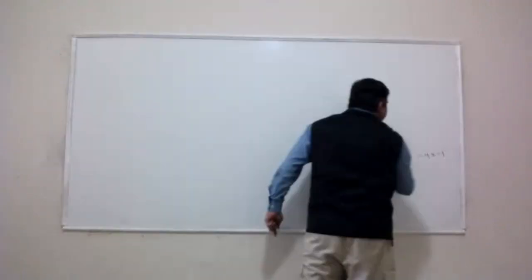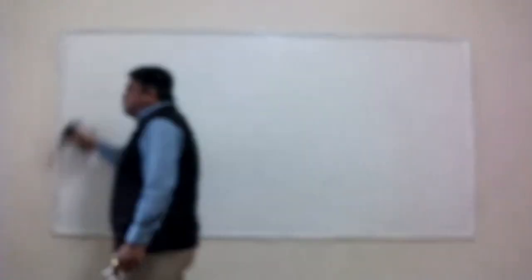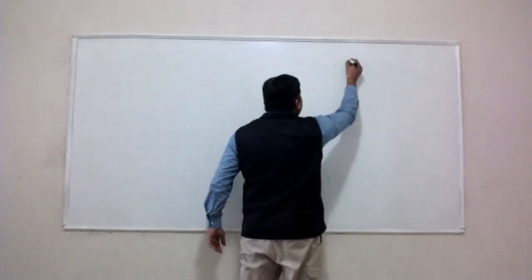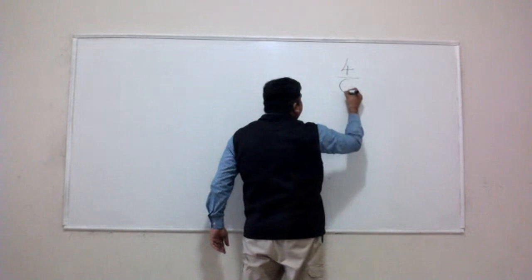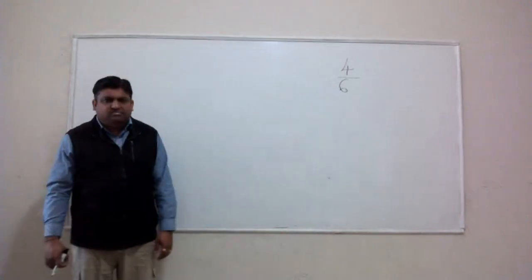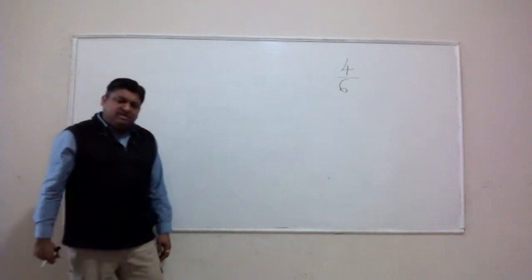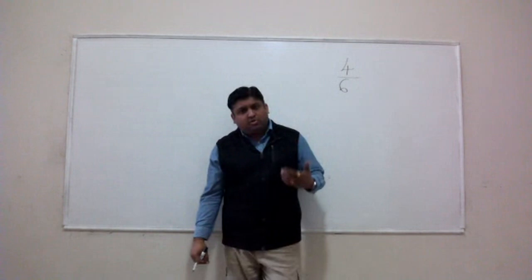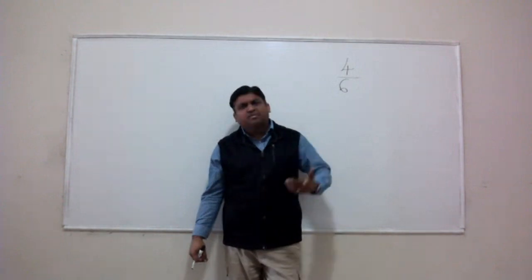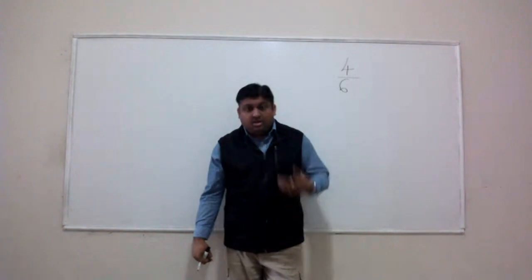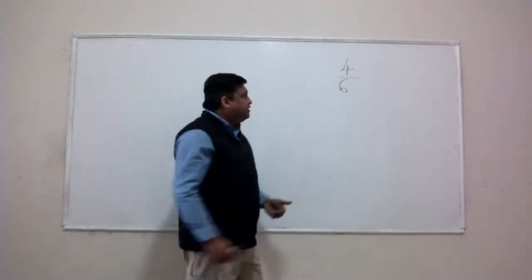Let me remind you this idea with something that is very well known to you. Think about this example. 4 divided by 6. If I ask you what is 4 divided by 6, you will immediately say 2 over 3, right? Now I want you to go back and think about it. How did you get 2 over 3?